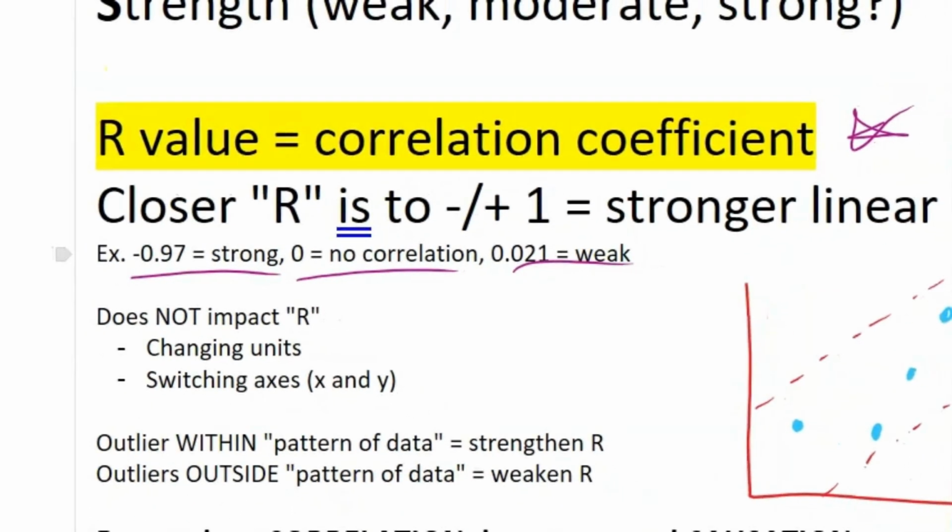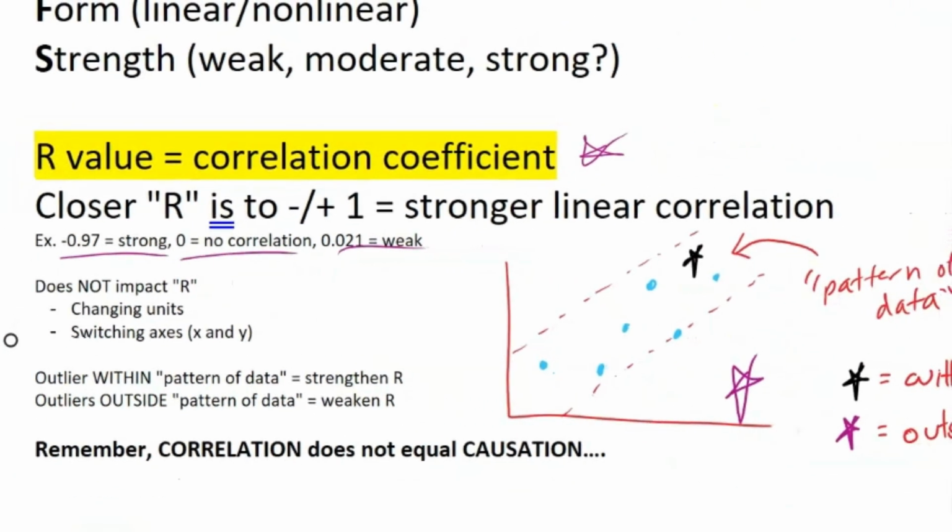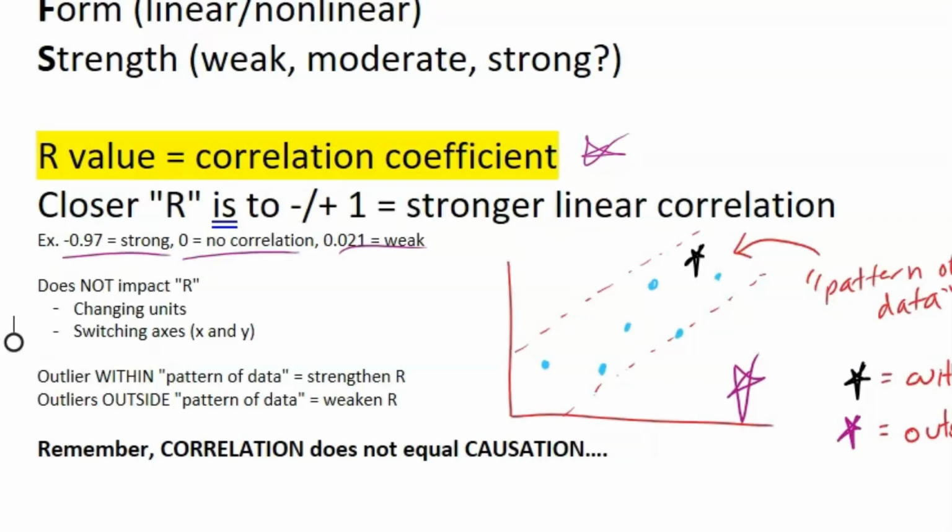A couple things that do not impact your correlation coefficient are changing your units. If you multiplied everything by 100, that does not change your R value. Also, if you switch the X and Y axis, that does not change your R value. Now let's talk about how outliers affect your R value. Any outliers that are within the pattern of data will strengthen R. Any outliers outside the pattern of data will weaken R.